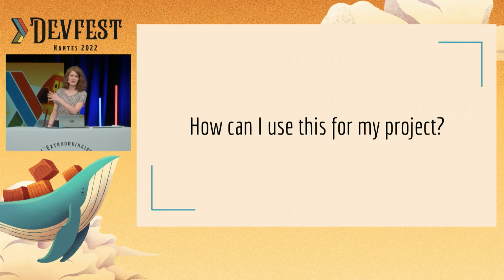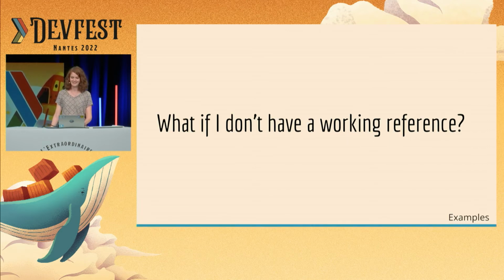So I want to spend the remainder of my time talking through some of the common questions that I've seen and some of the common scenarios and setups I've seen, so you feel fully prepared to write fuzz tests yourself for your code after this talk. So let's start with a common question. What if I don't have a working reference implementation?